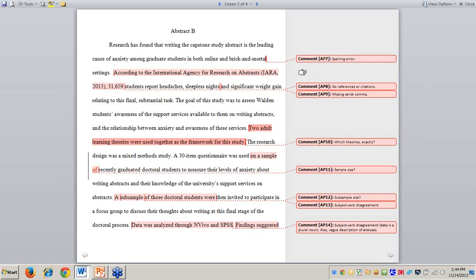And right away, Deborah pointed this out, there's a spelling error in the abstract. We're talking about graduate students in both online and brick and mortar institutions, not brick and mortal institutions. Deborah's also right on in that there should be no references or citations in this abstract, and yet here we go, there's that parenthetical citation. And also there's a missing serial comma in the second sentence. Students report headaches, comma, sleepless nights, comma, and significant weight gain relating to this final substantial task. There is no comma there, but there should be one.